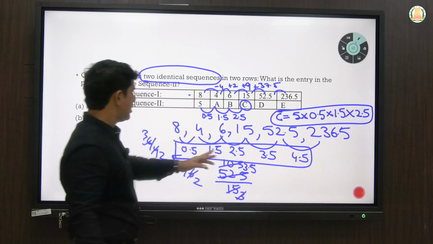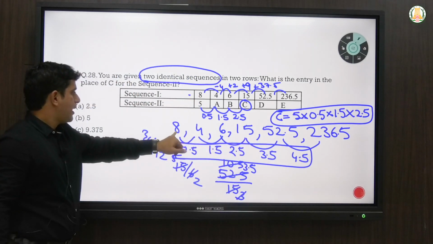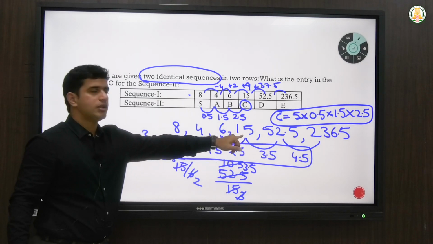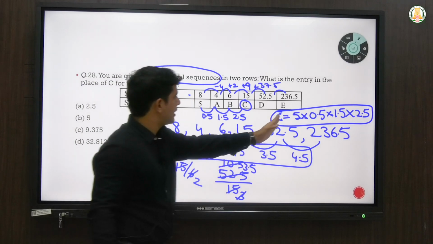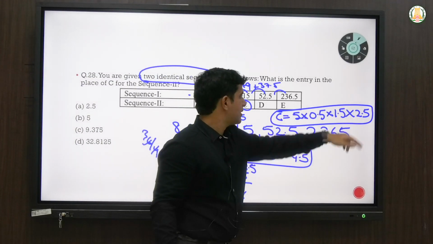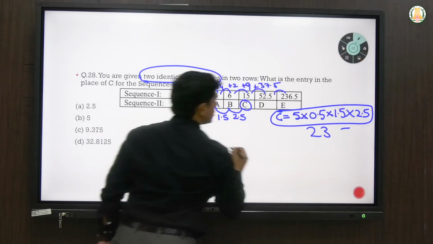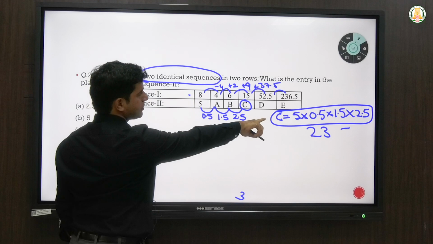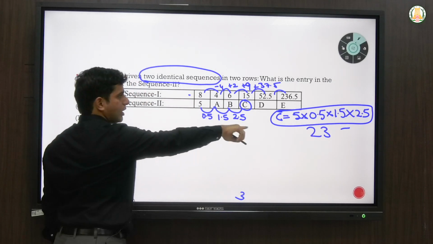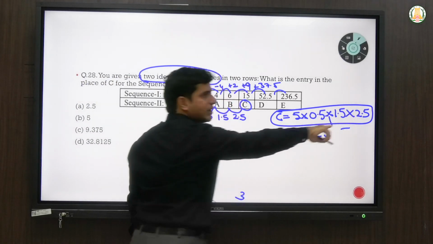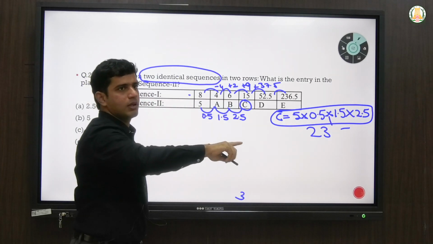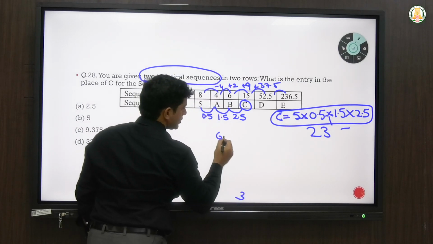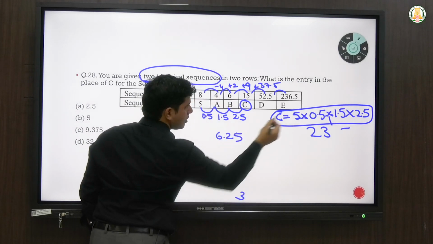Now, here also if you want to get to 15, 8 into 0.5 into 1.5 into 2.5, directly you will get 15. So you need not find A and B separately, you can directly find C. Now if you multiply this, let's see what we get. C will be, now we know that 5 into 0.5 is 2.5 and 2.5 into 2.5 will be 6.25, right? So C will be 6.25 into 1.5.